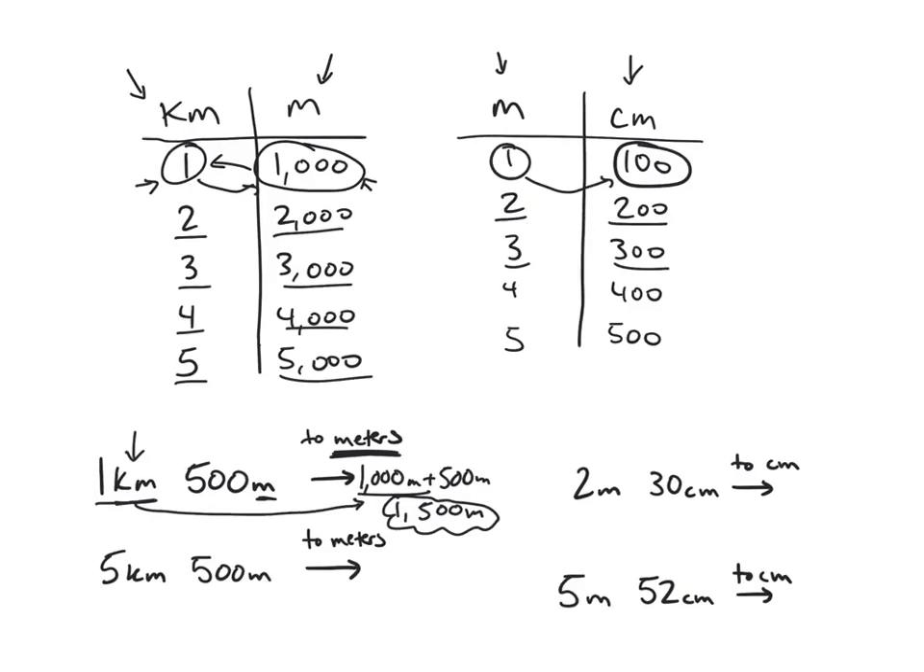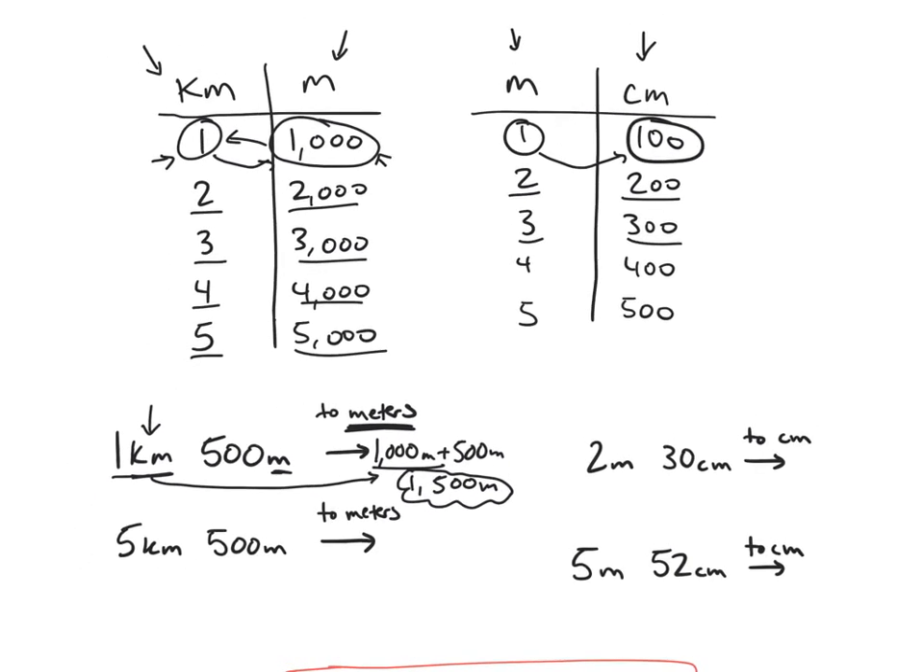Do the same thing down below with my next problem. I have 5 kilometers and 500 meters. First thing I'm going to do is convert the 5 kilometers. I know that 5 kilometers on my chart up here is equal to 5,000 meters. And then I'm just going to add the 500 meters that's already there. And 5,000 plus 500 is going to be 5,500 meters.